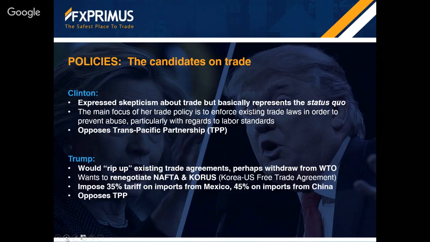She does oppose the Trans-Pacific Partnership, the big trade negotiation for Asia and the West. She had supported it, but then when it became clear that the election trend this cycle was that people were turning anti-trade, she turned around to oppose it.